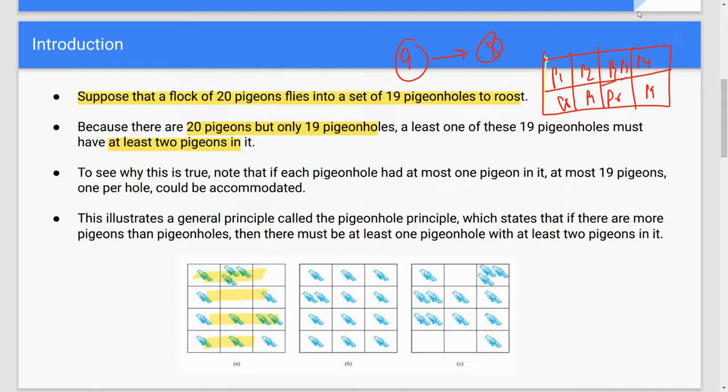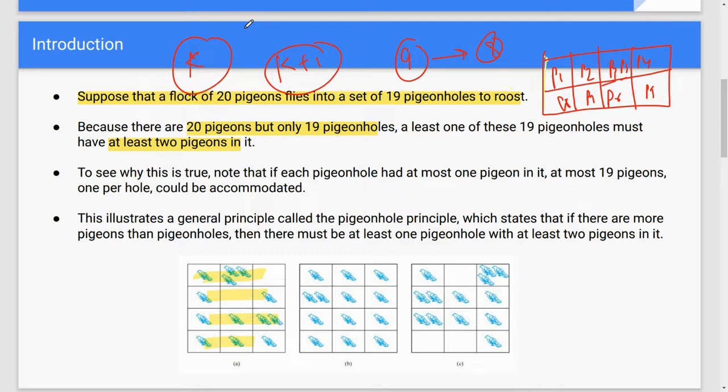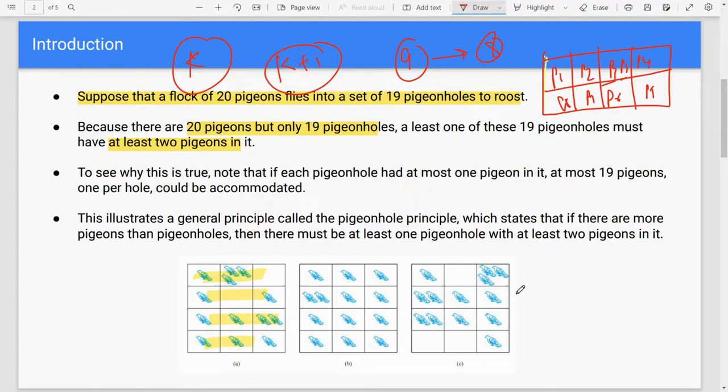So when you have k plus one objects and you have to keep them into k boxes, it is sure that one box is going to contain two objects. It may also happen that two or more boxes contain two pigeons.